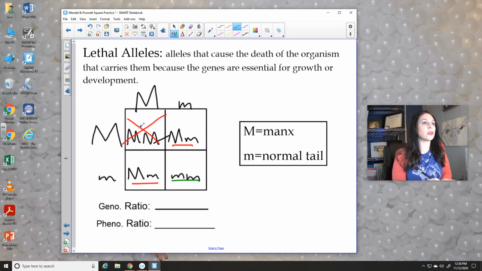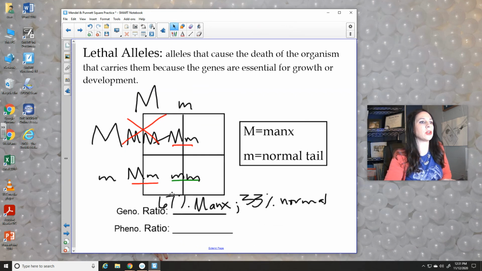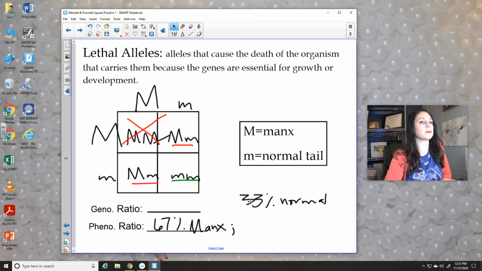So because we have marked this one out, we're only going to be focusing on the remaining 3. So we have 2 out of 3, or basically 67%, that will be Manx kittens, with 1 out of 3, or approximately 33%, being normal cats. Oh, excuse me. This should be for the phenotypic ratio. Okay, since I used words.